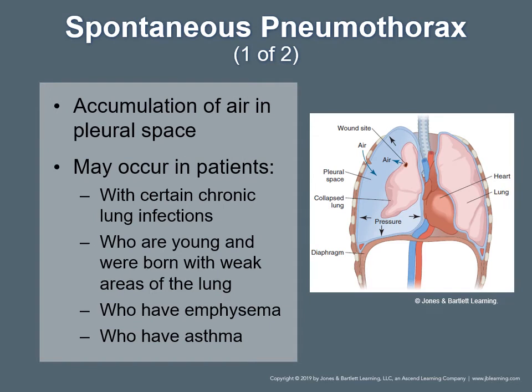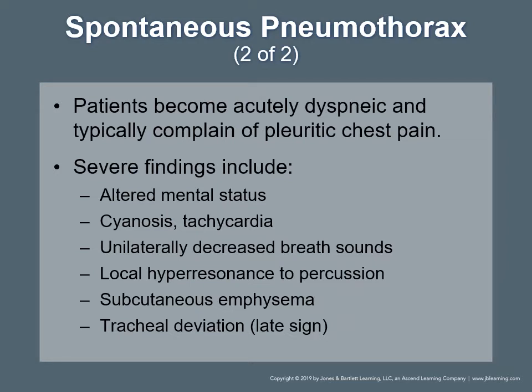Spontaneous pneumothorax is accumulation of air in the pleural space, and may be partial or complete. Trauma is the most common cause. It may also be caused by medical conditions, referred to as a spontaneous pneumothorax. It may occur in patients with certain chronic lung infections, who are young and were born with weak areas of the lung, who have emphysema, or who have asthma. Tall, thin, healthy males are also at risk.